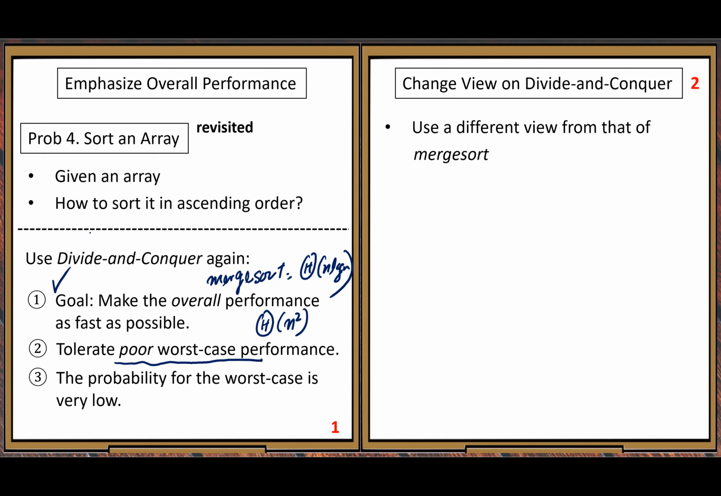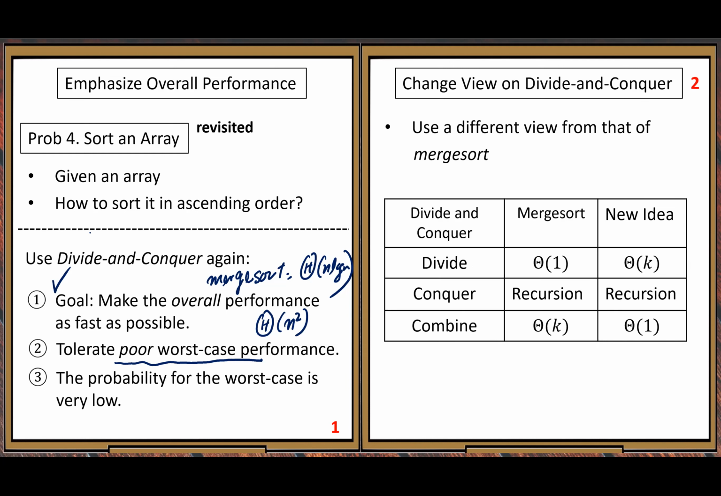Here we do comparison with the merge sort. We use the divide conquer view on merge sort first. Then we change that view to get this new view. In this chart, we can see we do comparison. First, for the merge sort, you can see divide step is very fast. Why? Because we split the given array right in the middle.